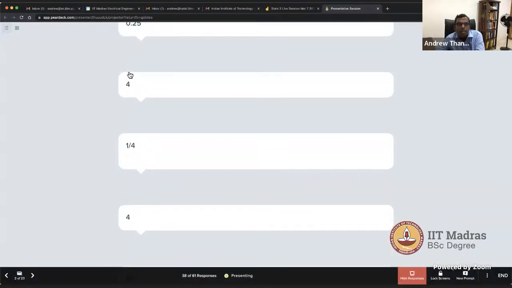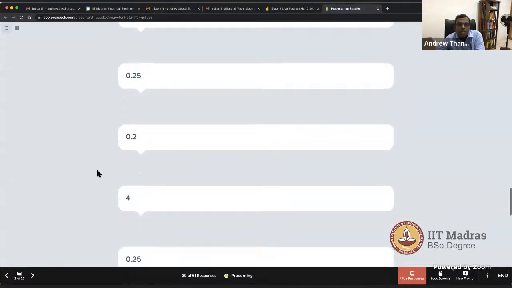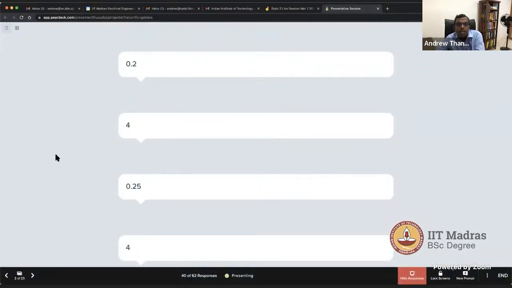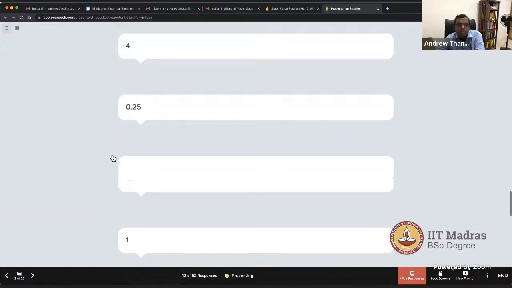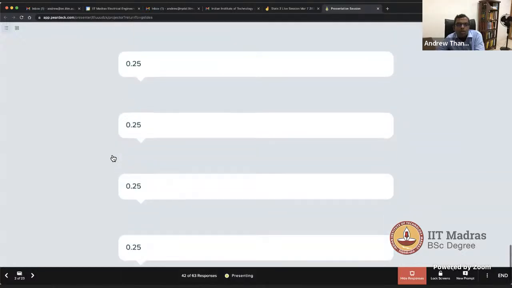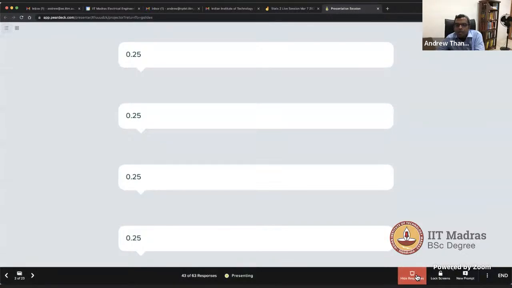Oh, there's 4. A lot of people are getting the answer as 4. Okay, 4 is the area of the region of support. It's not the value of the joint PDF. The joint PDF should take some value so that when integrated over the region of support, you should get 1, right? So you assume, for instance, the joint PDF will take a value C. And when you do that integration, you'll get C times 4, and that needs to be 1. So C needs to be 1 by 4. Don't make this mistake. But most people have got 1 by 4. Okay, right? All right, not too bad.